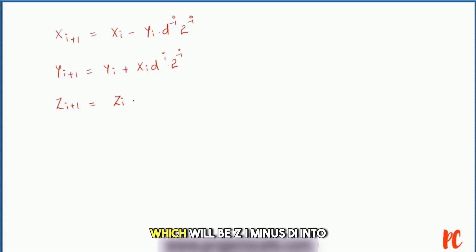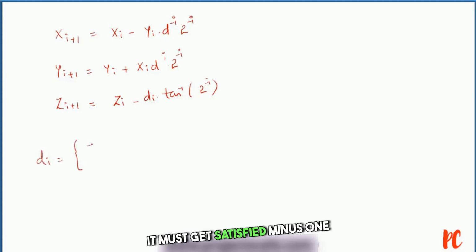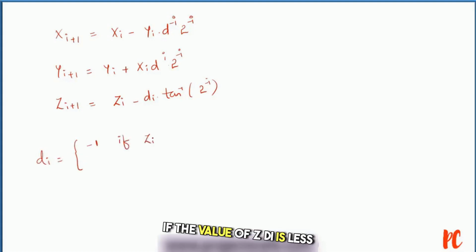Similarly, yi plus 1 is equal to yi plus xi into di into 2 power minus i. And with respect to the fixed angle of rotation, zi plus 1 will be zi minus di into tan inverse of 2 power minus i. Since the input angle is expressed with respect to binary arc tangents, for the accumulator angle, di will be equal to minus 1 if the value of zi is less than 0, and it should be plus 1 otherwise.